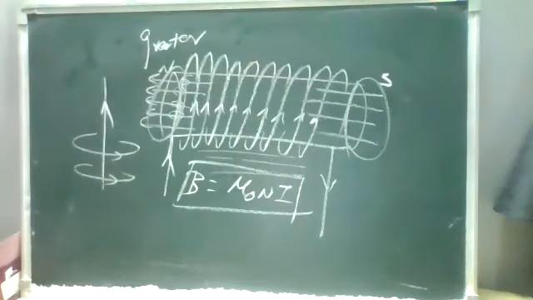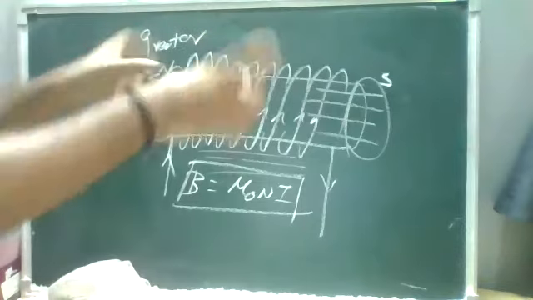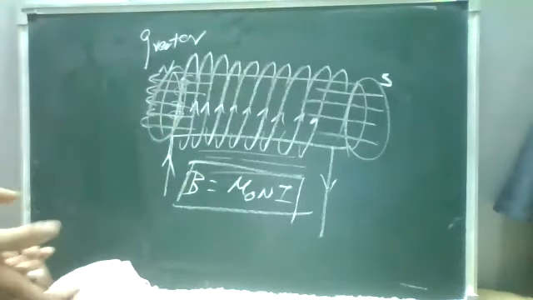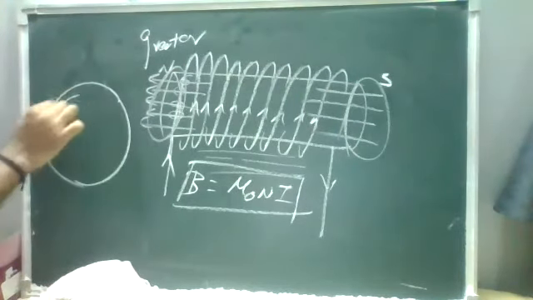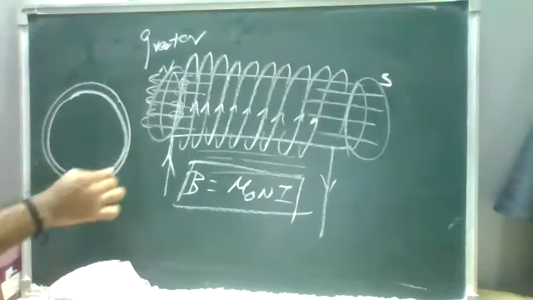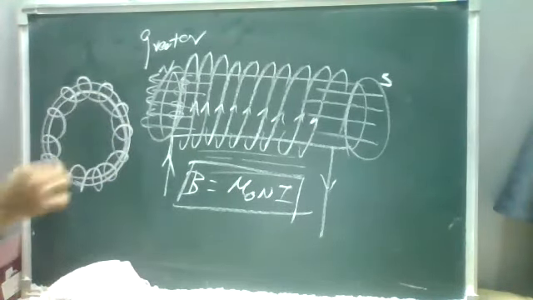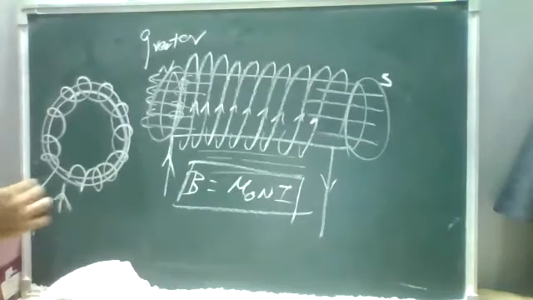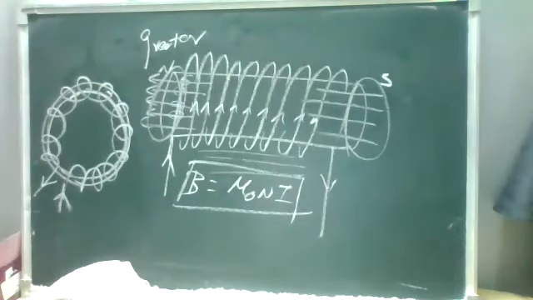Next one, your toroid. Toroid is similar, but we make the solenoid in a circular fashion. When we make this circular arrangement, we call it a toroid, and the coil will be wrapping around. On one side the current is entering, on one side the current is leaving. And the flux that is linking will be inside the conductor itself, and the magnetic field will be inside the conductor itself.